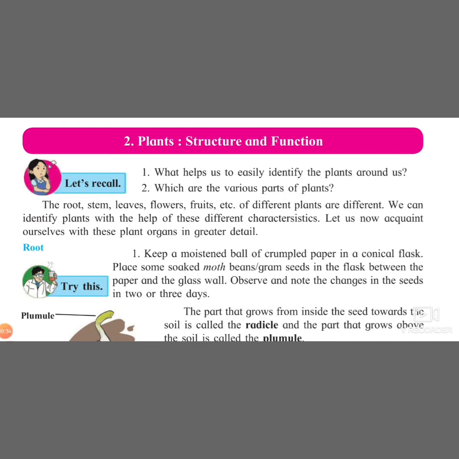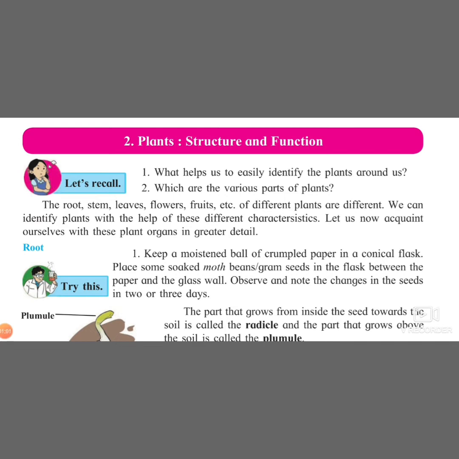What helps us to easily identify the plants around us? Can you tell me what is the basic thing that you can say, this is a plant? Yes, you know there are leaves, there is a stem, there are branches, you can see the flowers. So these are the basic characteristics of a plant.